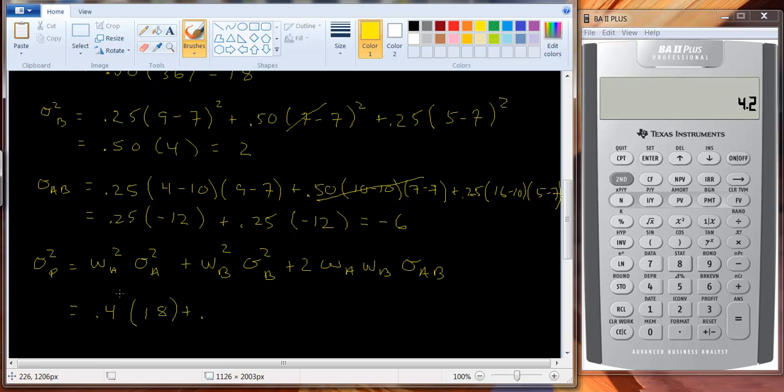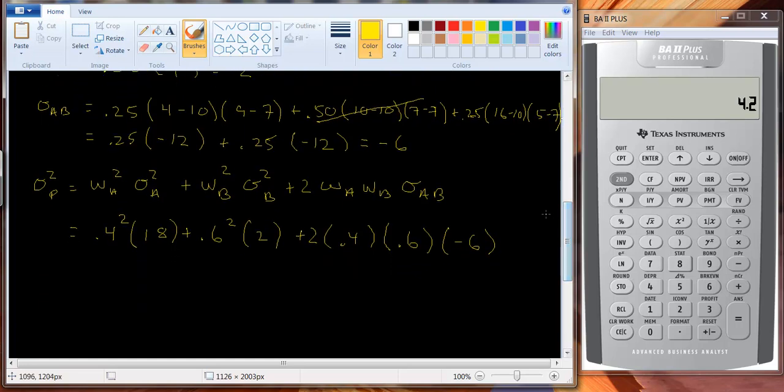Plus, I'm sorry, I forgot to square this term. Okay, be really careful. 0.6 squared times the variance of B, which happens to be 2, plus 2 times 0.4 times 0.6 times the covariance between A and B, which is minus 6. Okay, without even doing it, you see, we've got a negative number. We're going to be subtracting this out. This is going to reduce our risk. All right, so let's see what we have here.